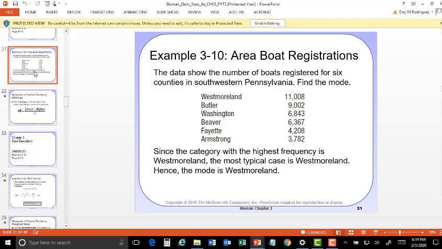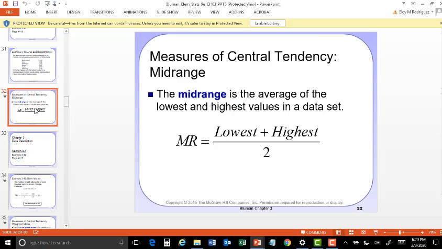Area boat registration. 6 counties in Pennsylvania, and these are registrations for boats. The category with the highest frequency, oh, that's boring. That's just mode. Okay.